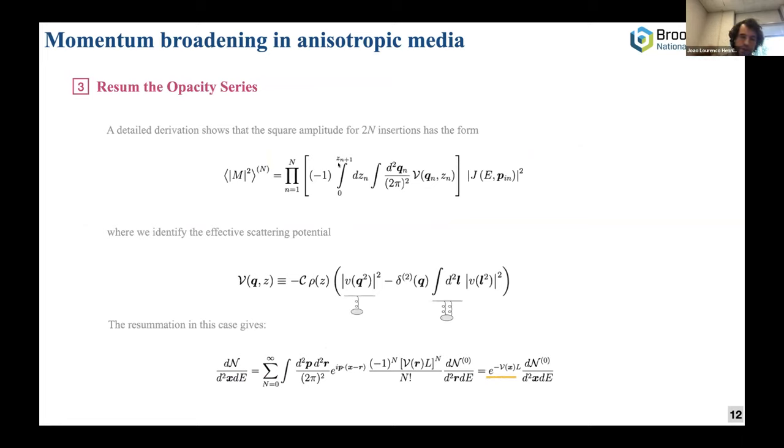Okay, the details of the calculation are not so important, but the point is that with this assumption, you can show that the full distribution is just the exponential of this object V, and V is just the interaction of the particle propagating in the medium with a single scattering center in the medium. So what it means is that the final distribution, taking into account all possible interactions between the particle and the medium, just exponentiates the interaction of the particle with a single scattering center.